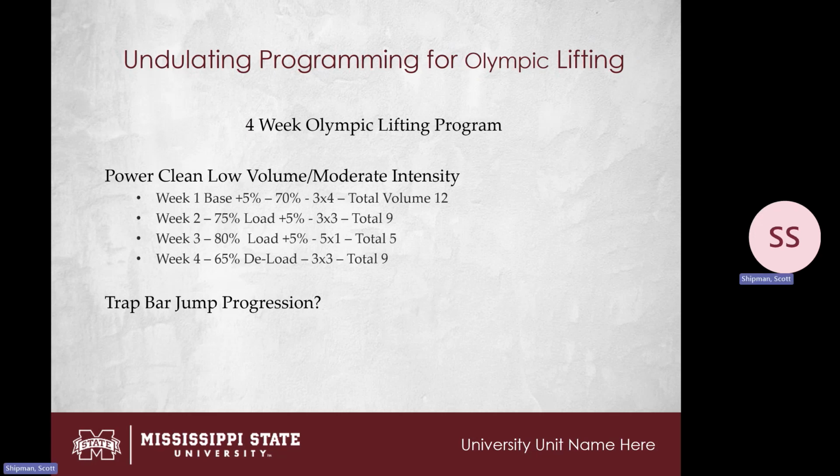Undulating program for Olympic lifting. Whenever you're writing your Olympic lifting programs, the percentages are going to be very different than what you would program for strength training. They're typically going to be a lot lower. As you can look at this program, week one, I'll start off at 70%. We're going to increase by 5% between week one to week three. So we'll go week one, 70%, week two, 75, week three, 80%.